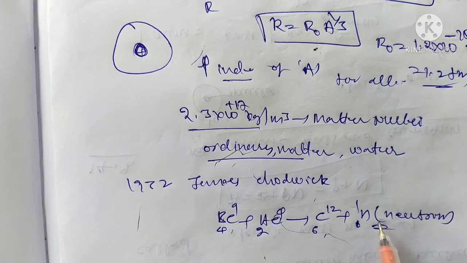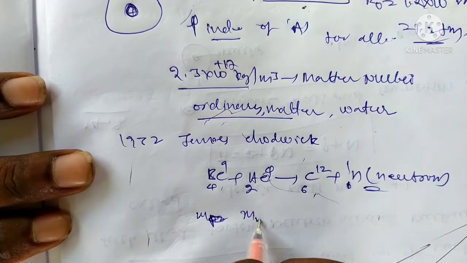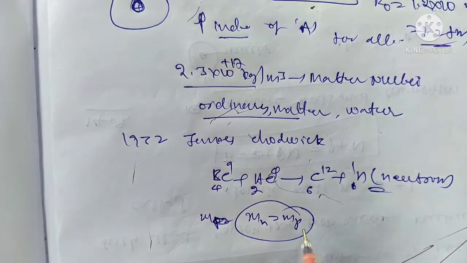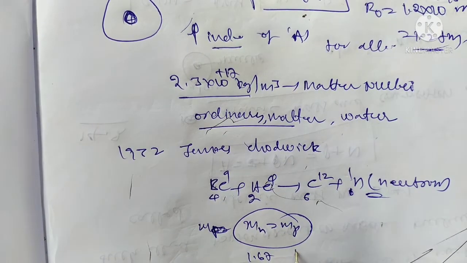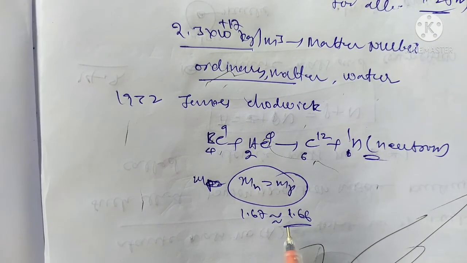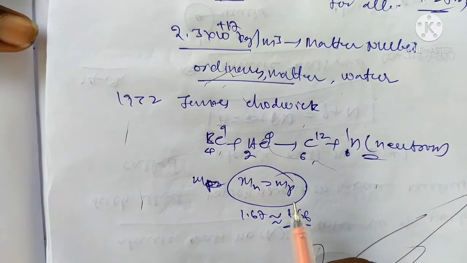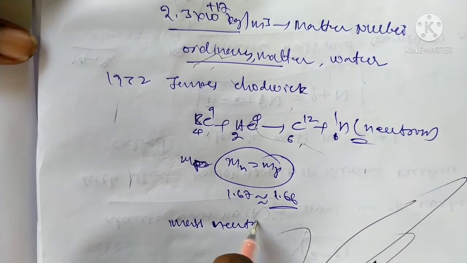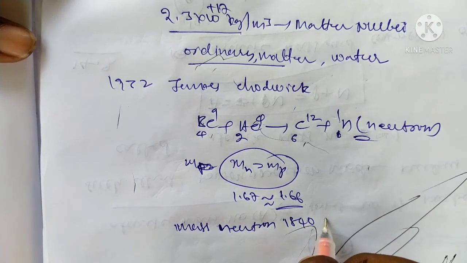Okay, the properties of the neutron. The mass of the neutron is approximately equal to the mass of the proton, differing only in small decimals. Suppose 1.67, it is 1.66, like this. The mass of the neutron is 1840 times greater than the mass of the electron.